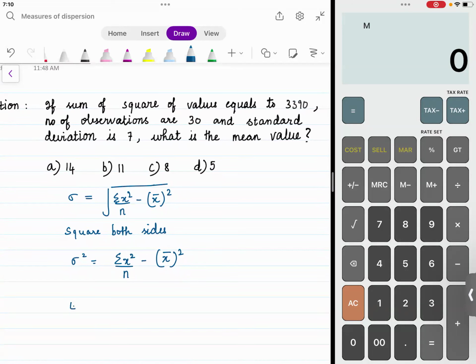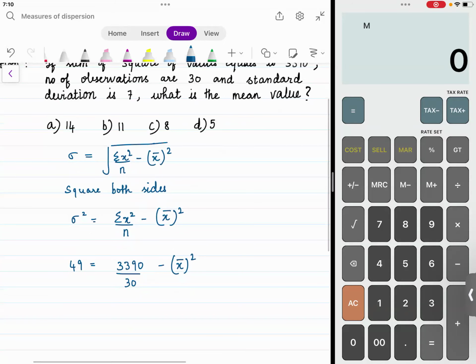So 7 square is 49, equal to sum of squares of observations, which is given as 3,390. Let us substitute here, divided by the number of observations. How many observations are there here? 30, minus x bar the whole square. Let us send the minus x bar square to the left side. It will become x bar the whole square is equal to 3,390 by 30 minus 49.